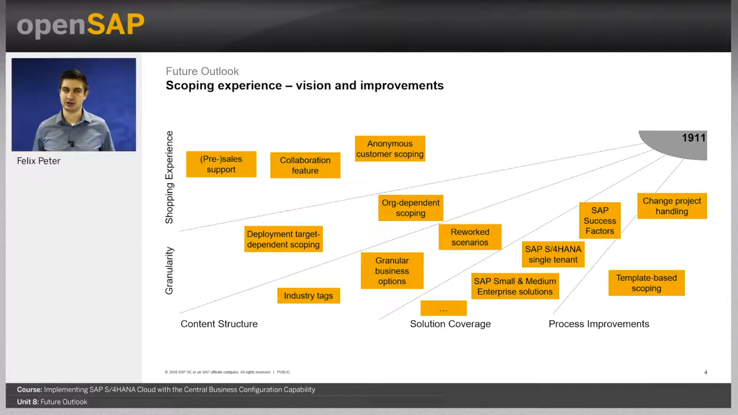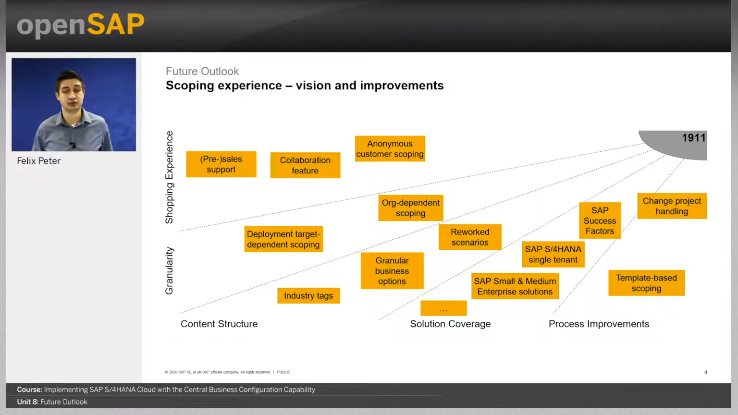Another requirement, especially from our larger scale customers, is that they have multiple SAP S/4HANA cloud instances, for example. So they're not only running one cloud instance, but they're running two instances. And then they want to decide as part of the scoping for a legal entity in which of these instances this will run and which processes will run under which instance. And that's something which we'll also provide as part of the deployment target dependent scoping.